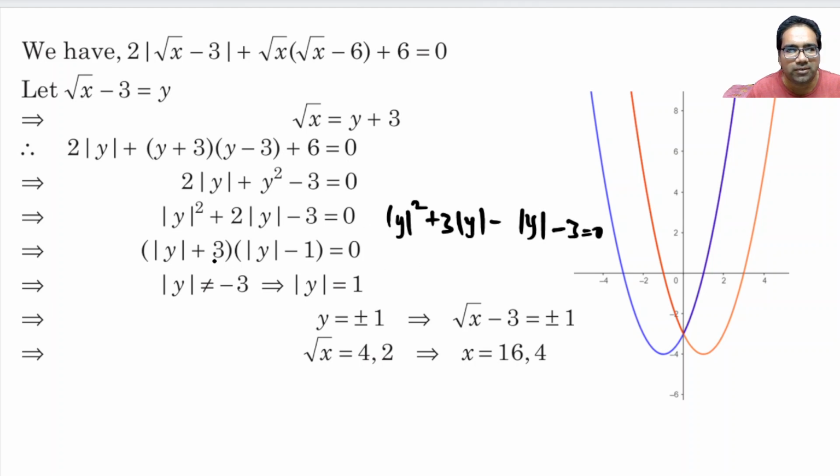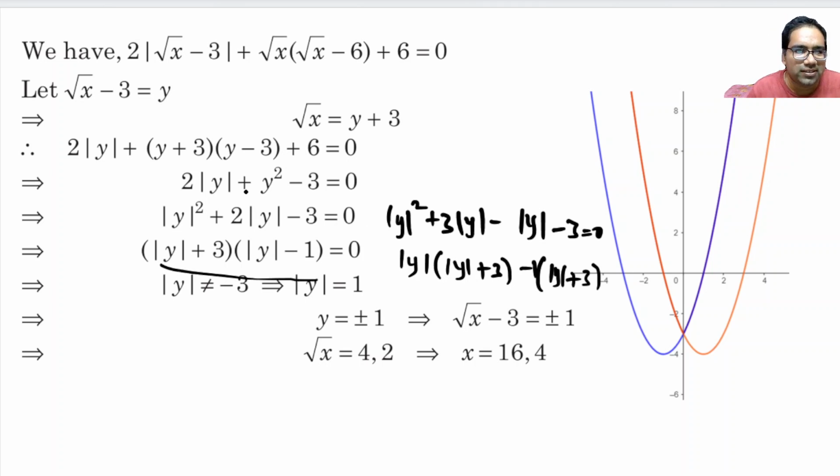What does that mean? If you take mod y common, mod y into (mod y plus 3) minus 1 into (mod y plus 3) equals 0. This equation will simplify to (mod y plus 3) into (mod y minus 1) equals 0. So obviously mod y should be equal to minus 3 or mod y should be equal to 1. But mod y cannot be minus 3 because mod y always has to be positive. So this minus 3 is clearly not a solution. So mod y equals 1. What does that mean? Y can be plus 1 or y can be minus 1. In both cases, mod y is equal to 1.